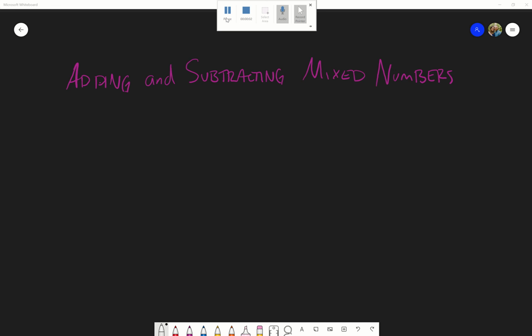All right, children, let's try this again. Today we are getting into adding and subtracting mixed numbers. So yesterday we talked about adding and subtracting fractions. Today we are talking about adding and subtracting mixed numbers.